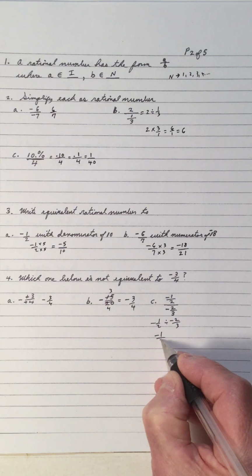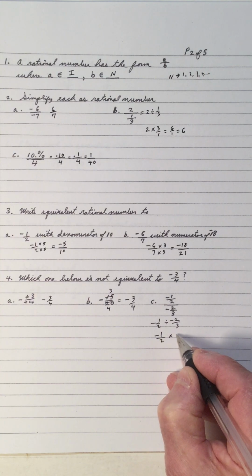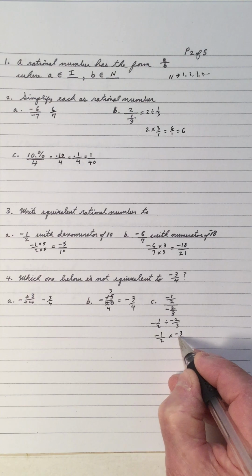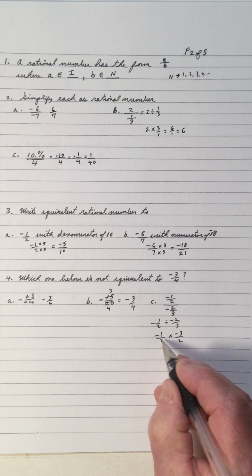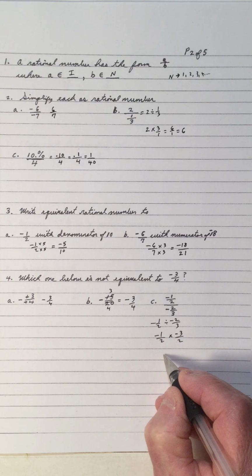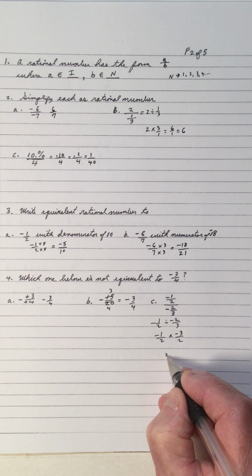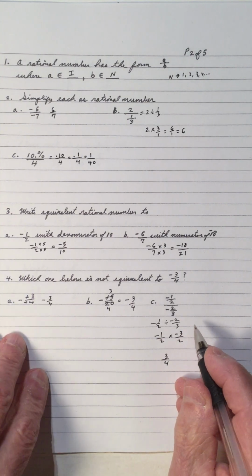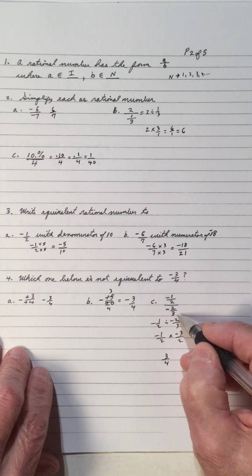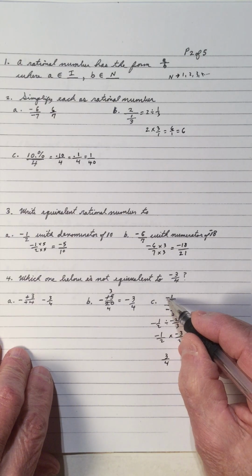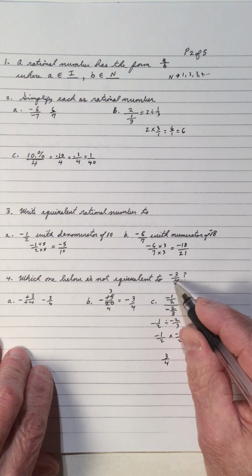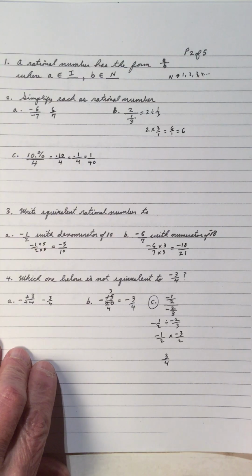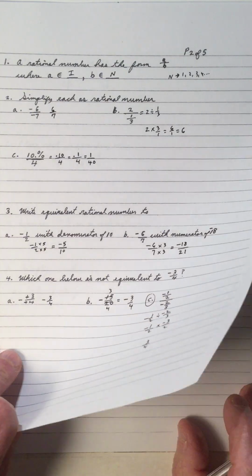So that's -1/2 times the reciprocal. The reciprocal of -2 over 3 is -3 over 2. A negative times a negative is a positive, and 1 times 3 is 3. So that's 3/4, but that's a positive. And even if I didn't have to work this out, why? Because a negative divided by a negative is a positive. So this is the one that's not equivalent, because it's a positive 3/4.